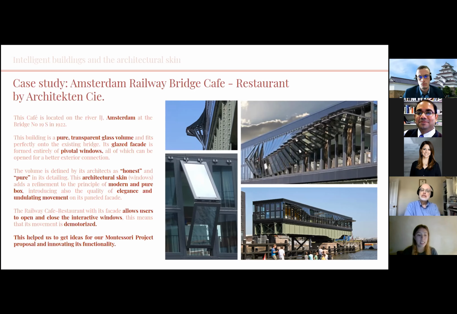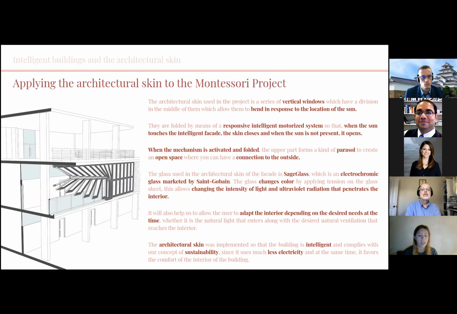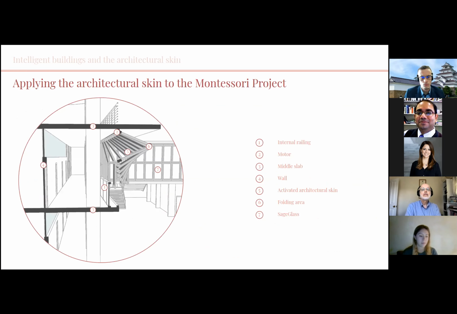It is a motorized system that activates when the sun touches the facade. When the mechanism is folded, a type of parasol is created for the generation of shadows and a connection to the exterior. This facade also includes the SageGlass panels, which are electrochromic glass that changes color depending on the ultraviolet radiation of the sun. This facade helps in topics such as intelligence, technology, and sustainability.